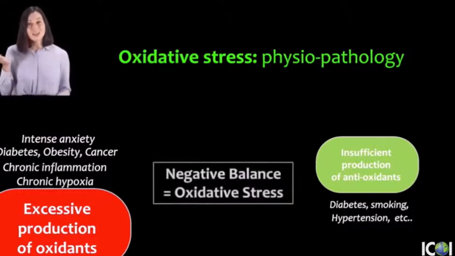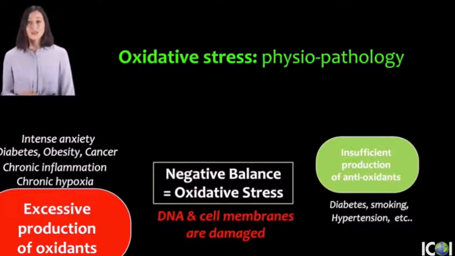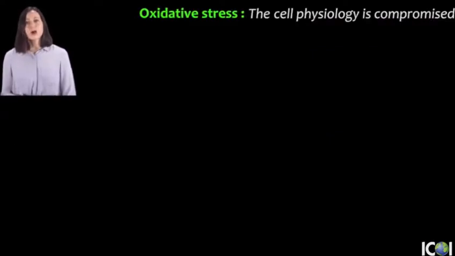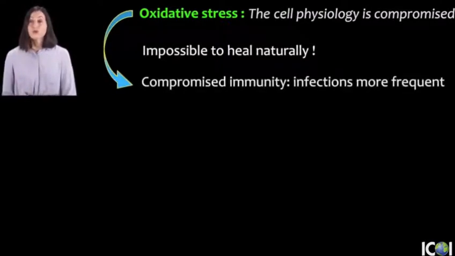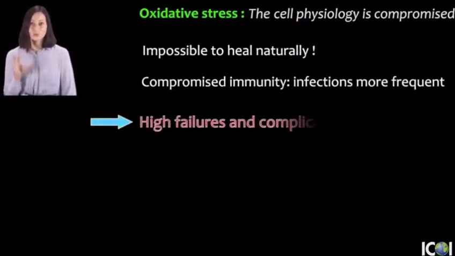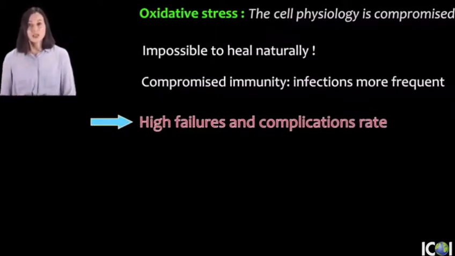And this negative balance will create oxidative stress, leading to damage to the DNA and cell membranes. When we are under oxidative stress, the whole cell physiology is compromised. The body cannot heal naturally and properly. But also the immunity is compromised, and we face more risk of infection. And this is why we have higher rates of failure and complication.